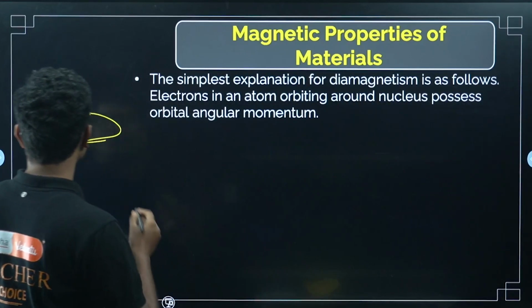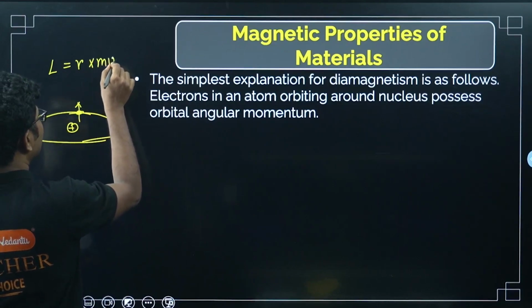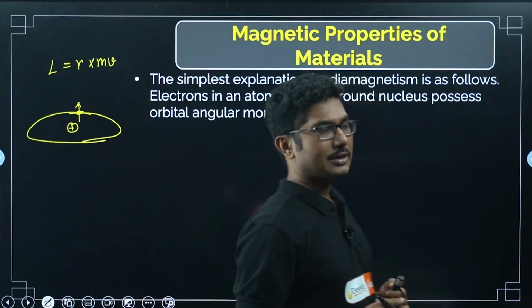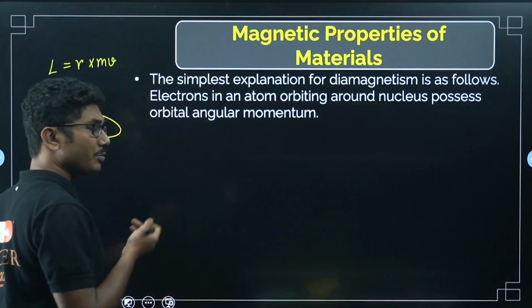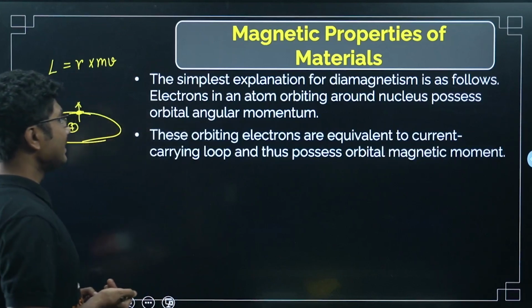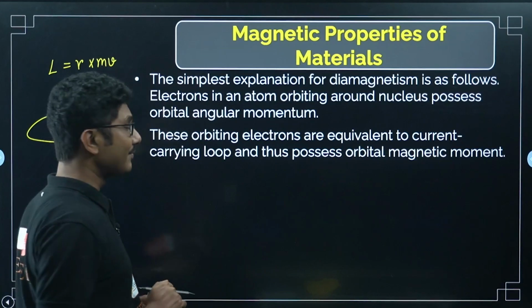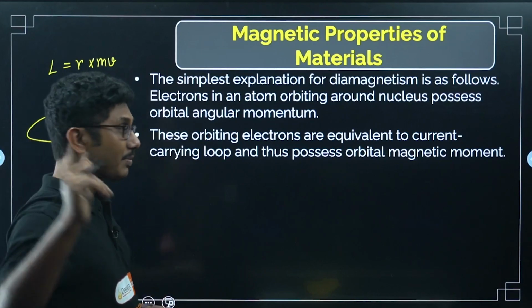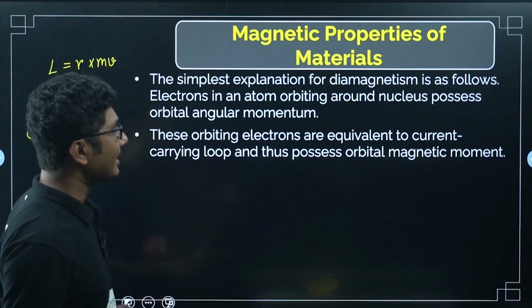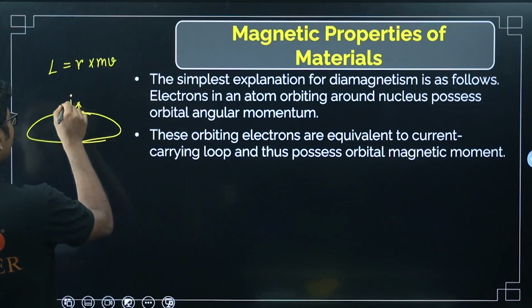We know that angular momentum is r cross mv, right? So they have mass, they have velocity, and they are rotating in a circular path, or whatever orbit it is, elliptical orbit, circular orbit. They have an angular momentum. Now these orbiting electrons are equivalent to a current carrying loop. I already told you while I gave the explanation for the first part. A current carrying loop, and thus possesses an orbital magnetic moment. There is a magnetic moment associated with this motion.